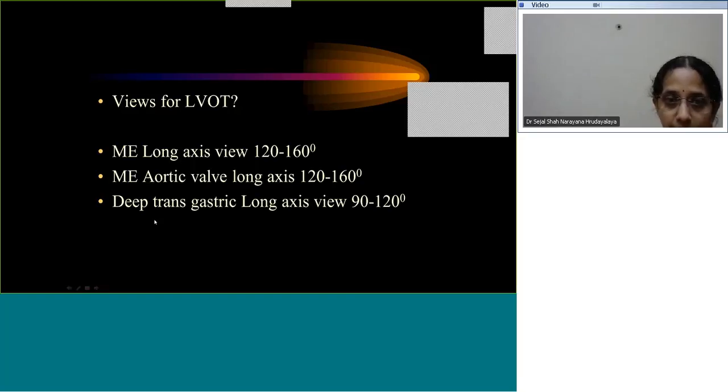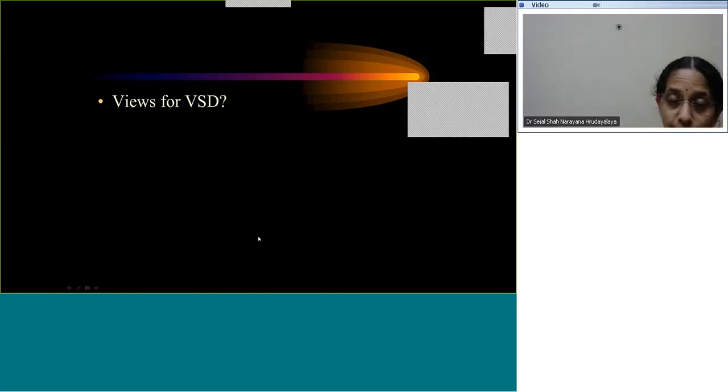And here we have, okay, I think the deep transgastric 20 degrees is going to give us the short axis of the ventricles, but if you add an additional 90 degrees, so it comes to around 100 to 120 degrees, we'll get a long axis view. And what are the views for VSDs?